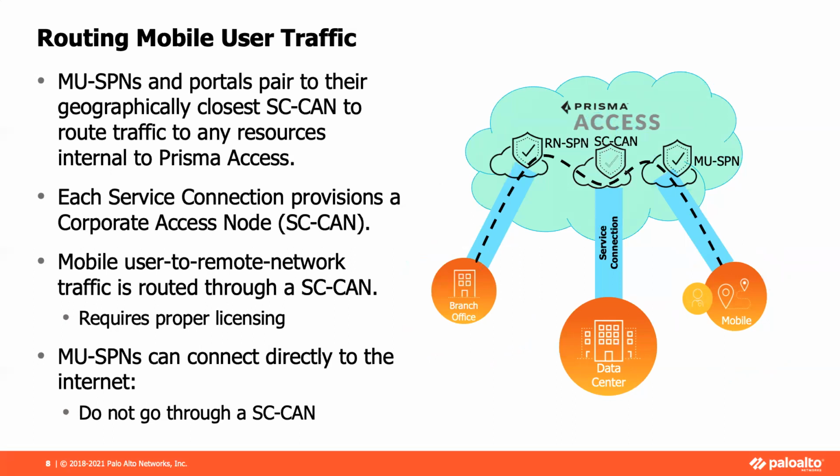Which brings up an interesting thing about these corporate access nodes. These corporate access nodes are not just a connection up into Prisma Access for a data center. It's also a connection for mobile users to access routing information to get to different branch offices. So a corporate access node can act as a router.